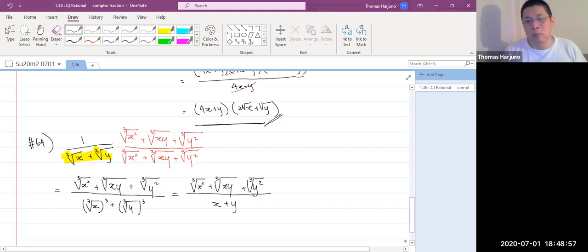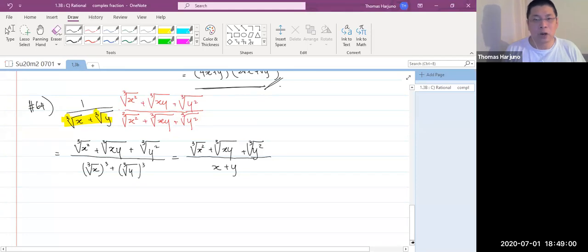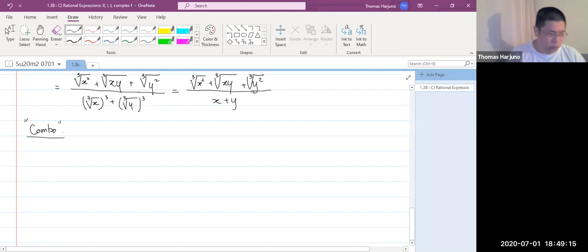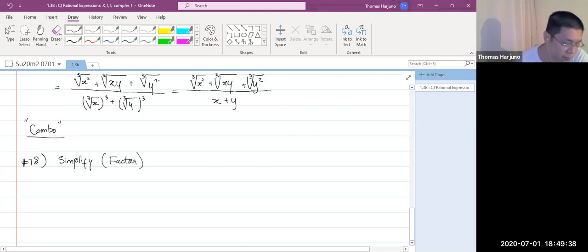Okay, now some combo work. The following seems to be hard, but it's more about being tedious. This is a good exercise on keeping yourself organized. Why? Because it's so complicated. If you are not organized, you can easily get lost in between. Number 78. The question says simplify. I prefer to say factor, and of course, simplify in between.